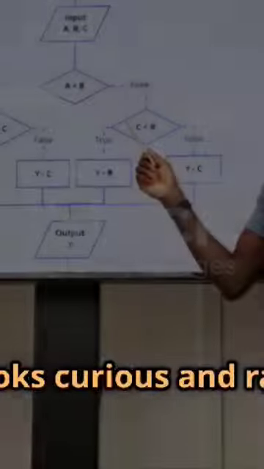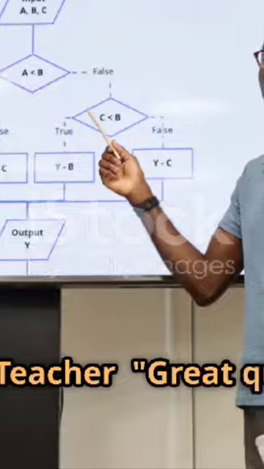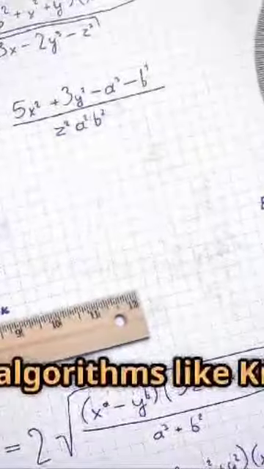Student looks curious and raises hand. Student: How do we find these spanning trees? Teacher: Great question. We use algorithms like Kruskal's, Prim's, and Boruvka's. Each has its own unique method.